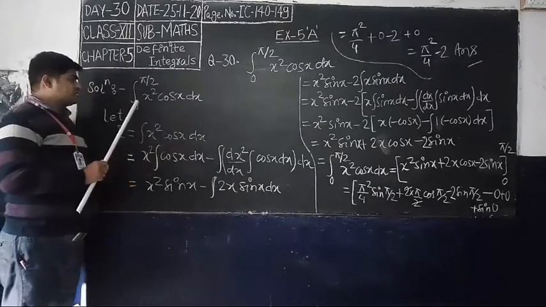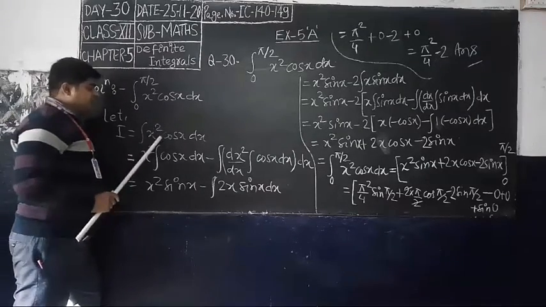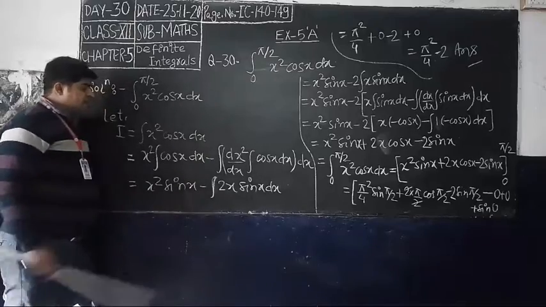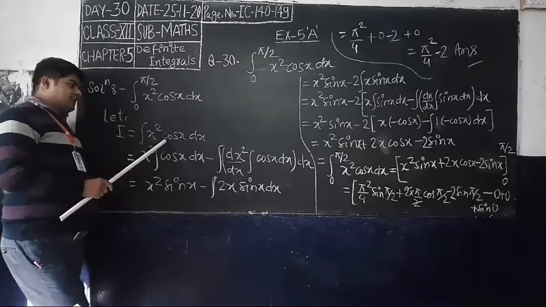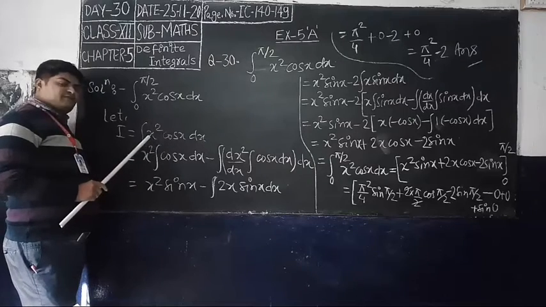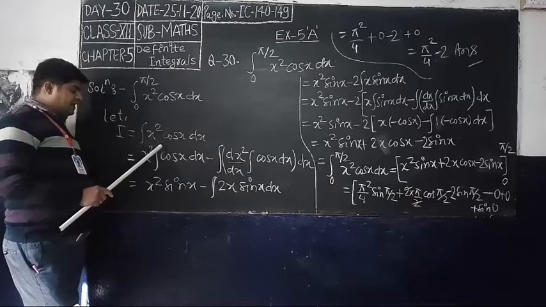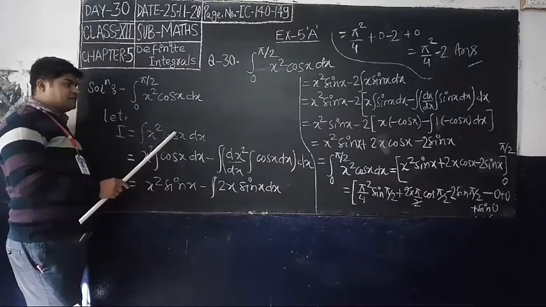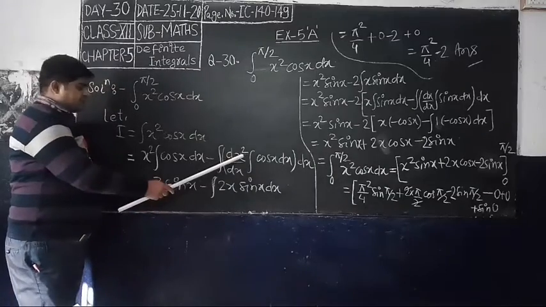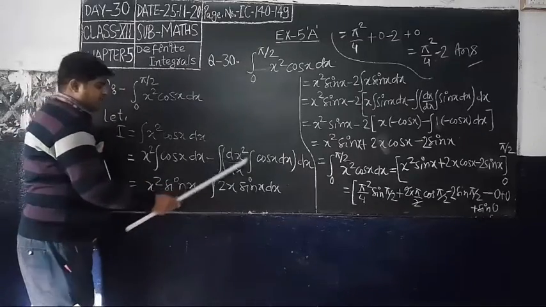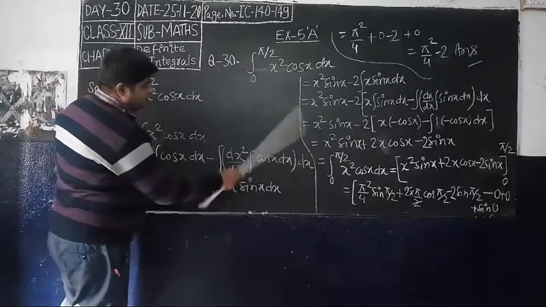You will just remove the limit. You have to find here simple integration of x square cos x dx, and you have to solve this question by integration by parts. So this is the first function. You will take x square, and you have to find the integration of the second function cos x dx, minus the integration of the derivative of the first function, d(x square) by dx, times the integration of the second function cos x dx, whole dx.